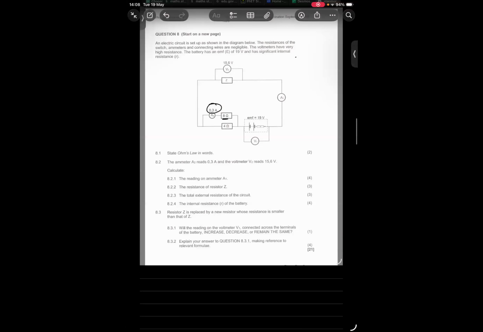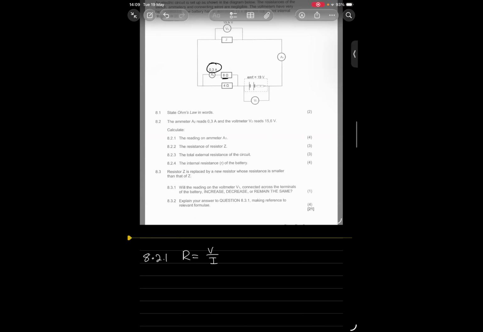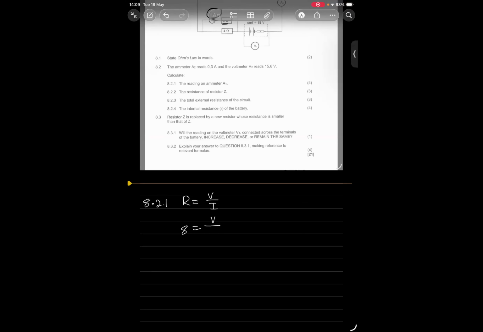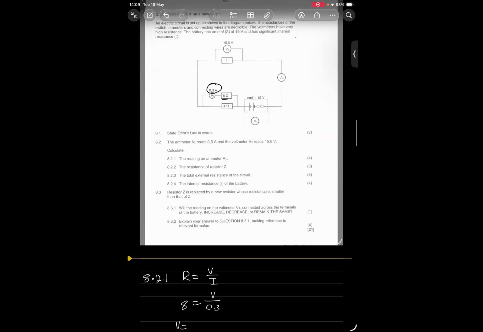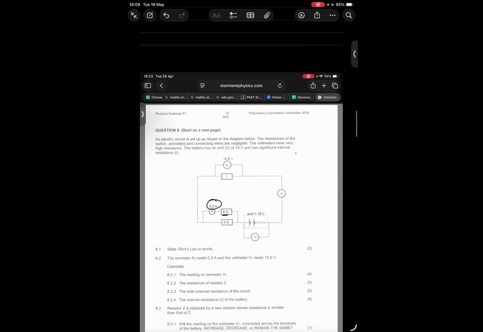So we're going to have R equals V over I, right? And we're going to say 8, the V is what we are looking for, over the I. The I is going to be 0,3. And what's going to be the voltage? 2,4 volts, right?